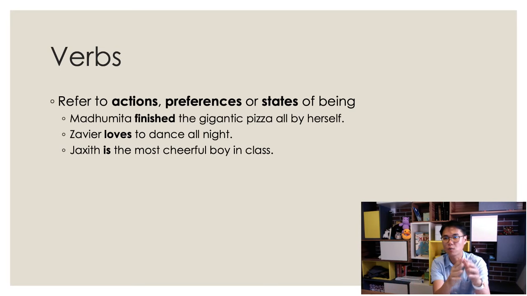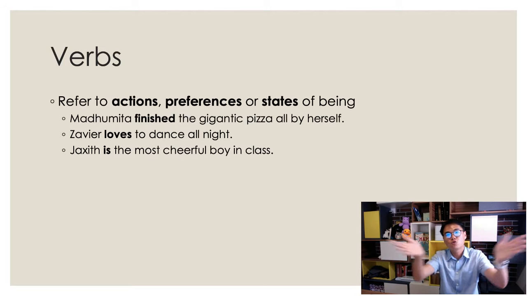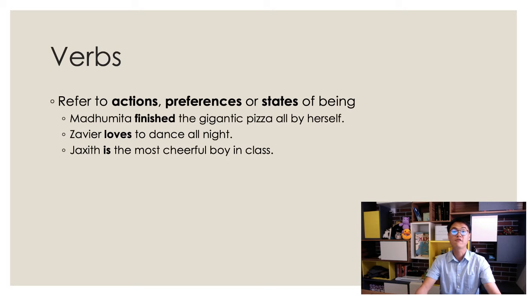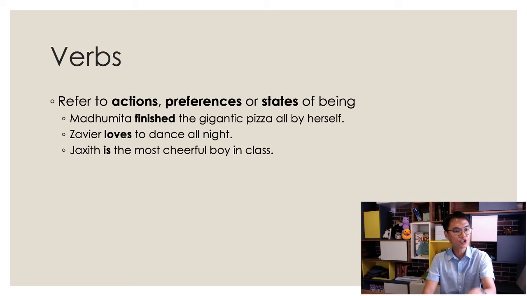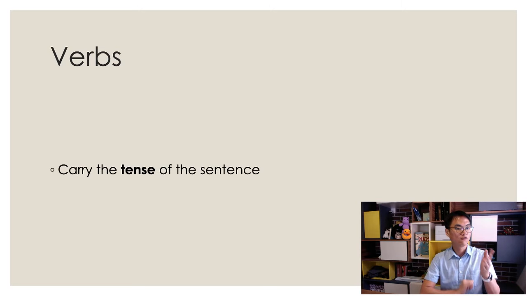So this is a wonderful sentence because I have one word, cheerful, applying itself to two different nouns. So it's a very effective sentence, right? It describes two things at once. Two birds, one stone. I like linking verbs. They're quite effective. So linking verbs are also verbs, all right? And you will realize very quickly from the previous sentences, like finished, loves, is, that verbs carry the tense of a sentence. Yes, that's right. Good. So Jasith is the boy. So verbs carry the tense.